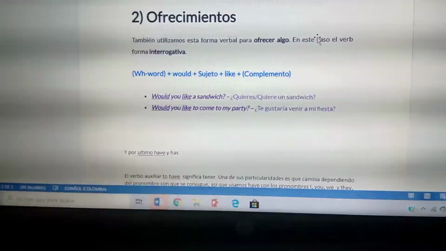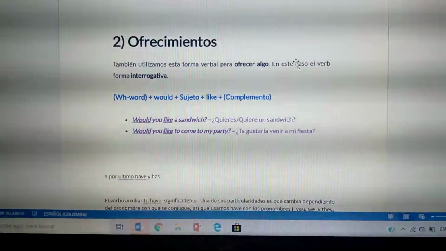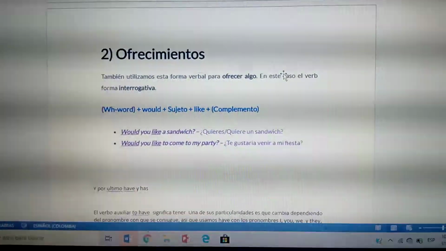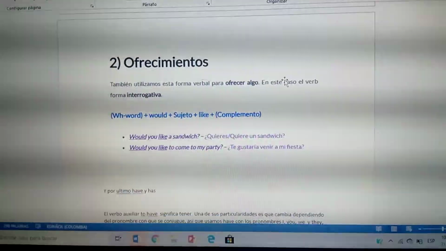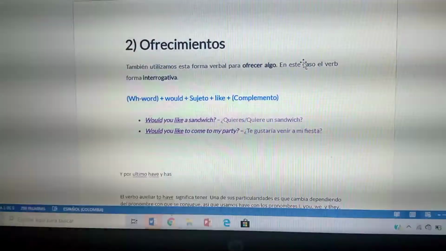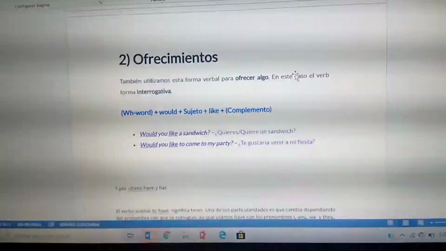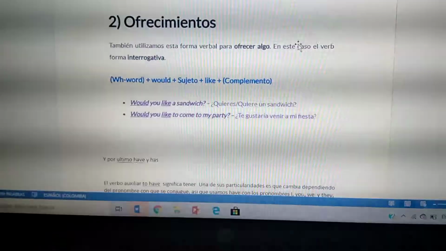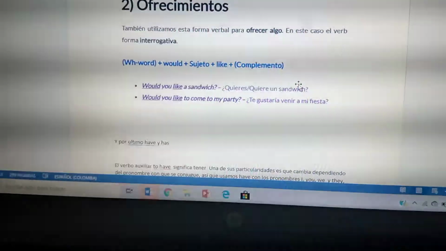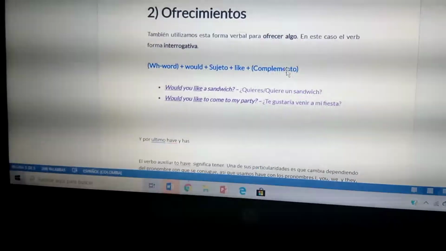Offerings. We also use this verb form for offering something. In this case, the verb takes the interrogative form: question word, plus would, plus subject, plus like, plus complement. Would you like a sandwich? Would you like to come to my party?